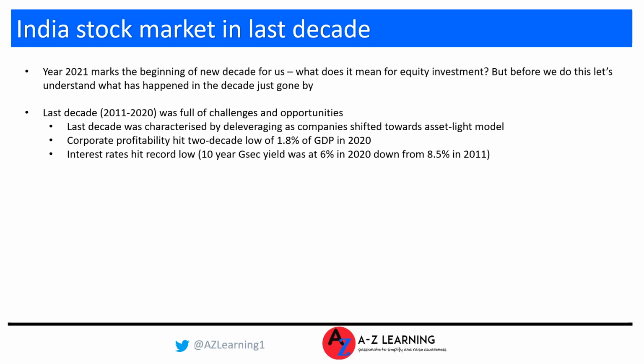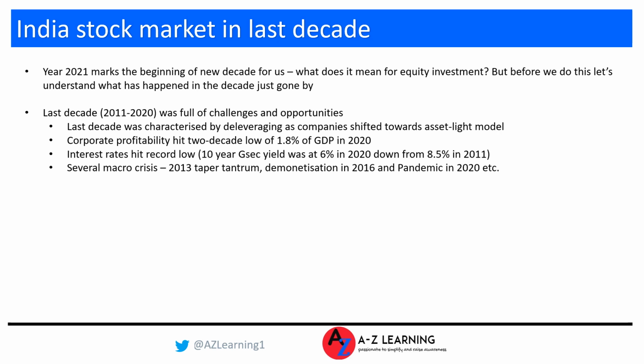Interest rates. At the beginning of the last decade in 2011, they were hovering around 8.5%. This is based on the 10-year government securities yield. So 8.5%, but they were down to 6% in 2020. And that's again a record low that we have seen as an investor.